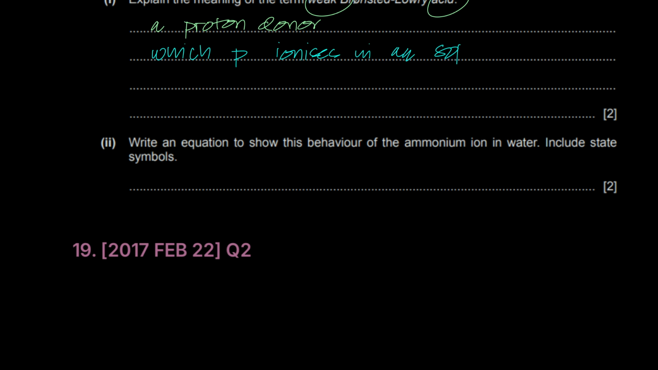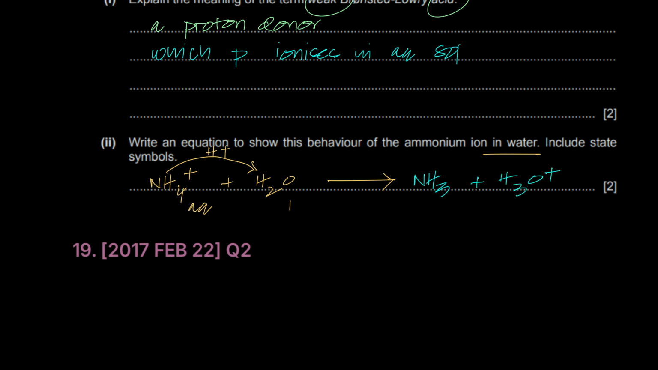Write an equation to show the behavior of ammonium ion in water. Include state symbols. So ammonium ion reacting with water, and again, ammonium ion, we know it's slightly acidic. And so what would happen? It would be a proton donor. It's going to act like an acid. It has one extra H plus ion, right? So it's going to form NH3 now because it donated a proton. The H plus goes, and so you're just left with NH3, and H2O becomes H3O plus, and that's it.